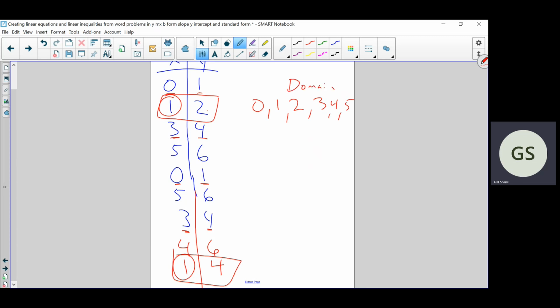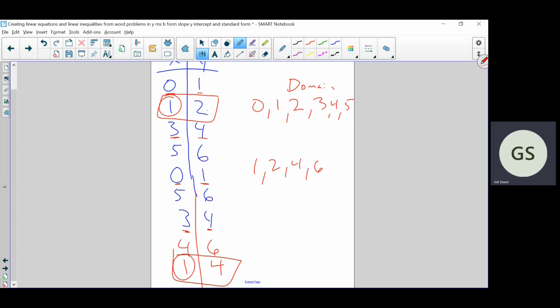We do not write anything twice. And the range is 1, 2. I don't think I have a 3, right? So 4. No, 5, 6. And that's it. So that's the range.